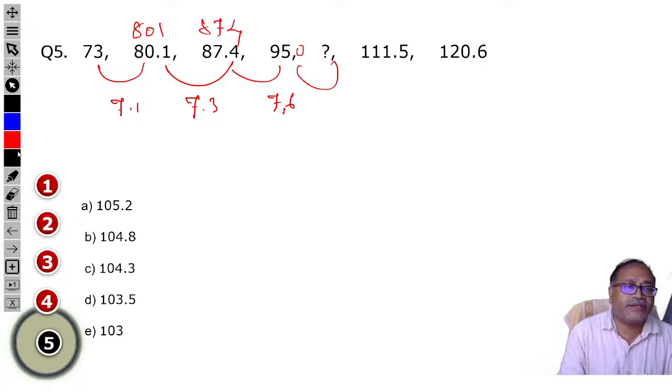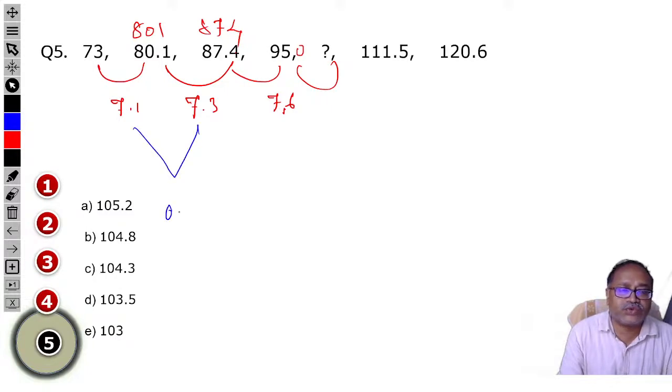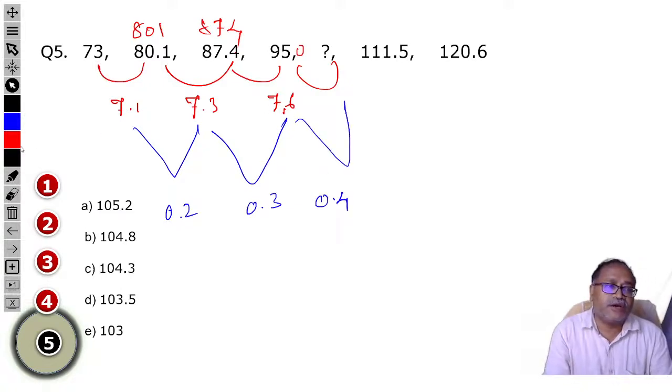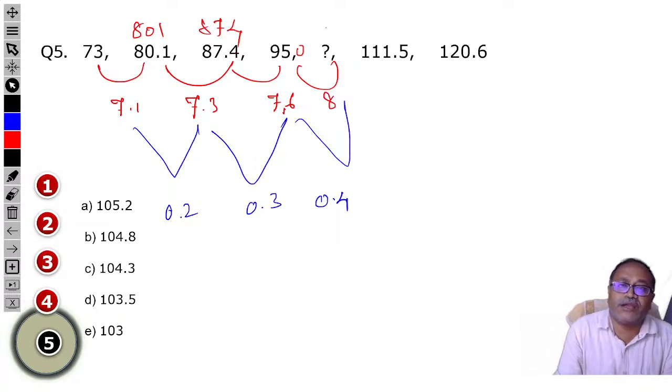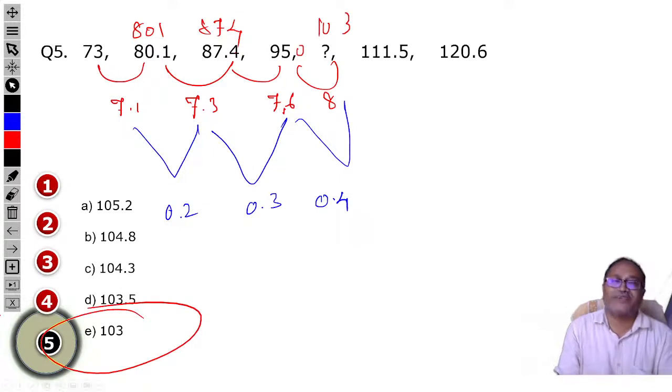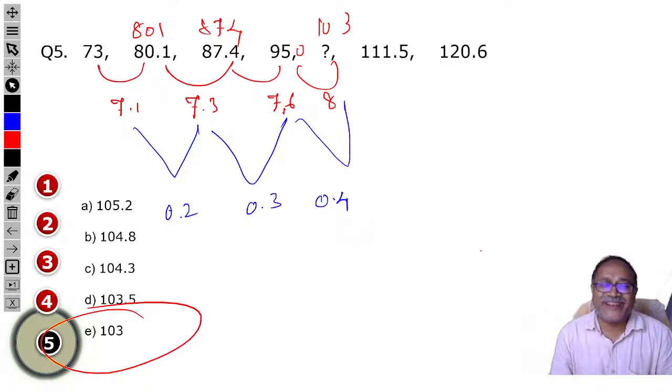So what should be the next number? When I notice that from here to here it is 0.2 difference, 0.3 difference, I will try with 0.4 and check if any number has this difference. So here it is 8, 95 plus 8 is 102, 103. Do we have any option with 103? Yes, option B. Well done.